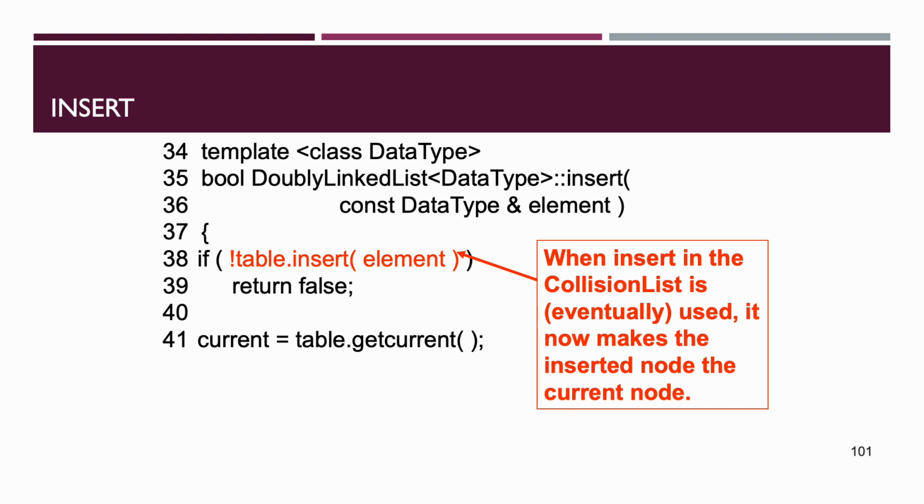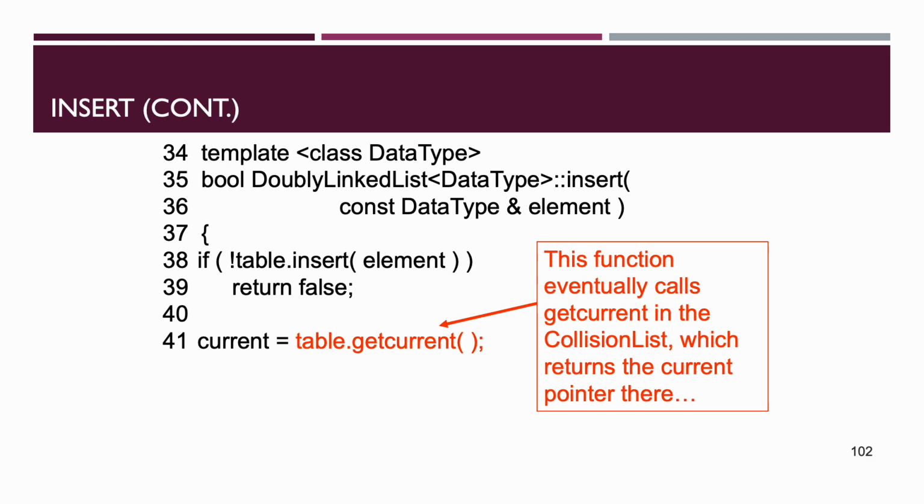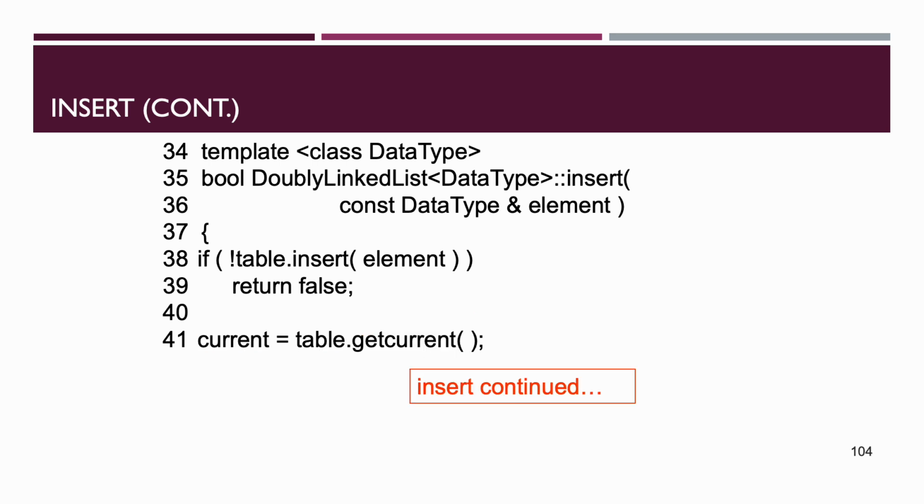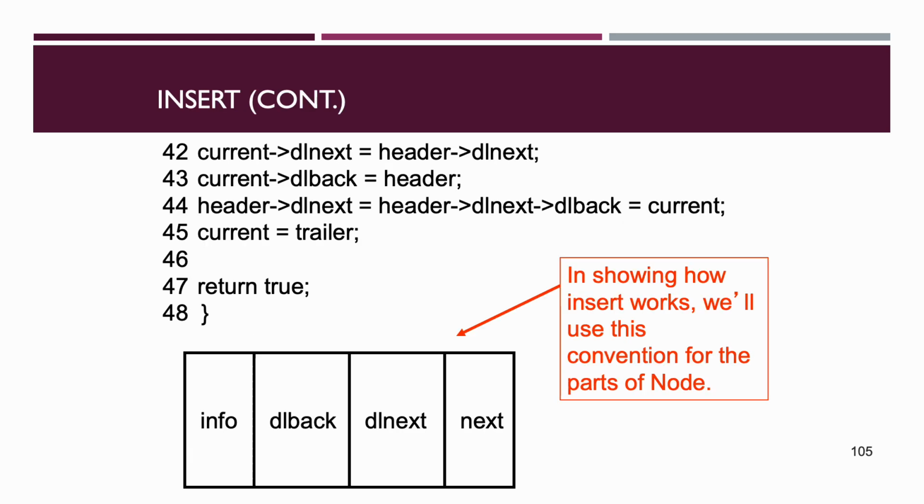Now when insert in the collision list is eventually used, it makes the inserted node the current node. This function eventually calls getCurrent in the collision list, which returns the current pointer there. So the address of the node that was just inserted is assigned to the different current pointer here. Then we have this. If you see in the table showing how insert works, we'll use this convention for the parts of a node.